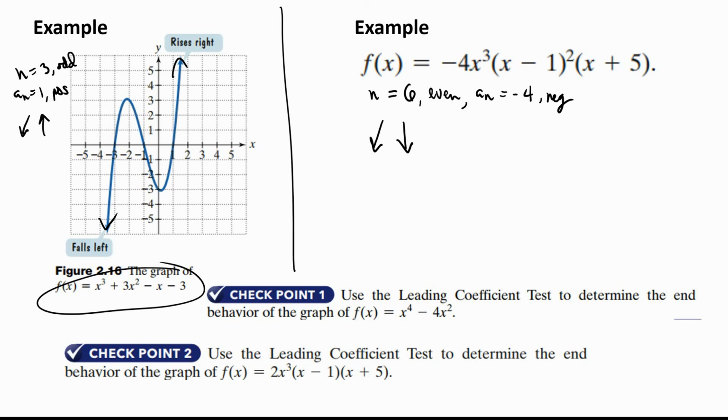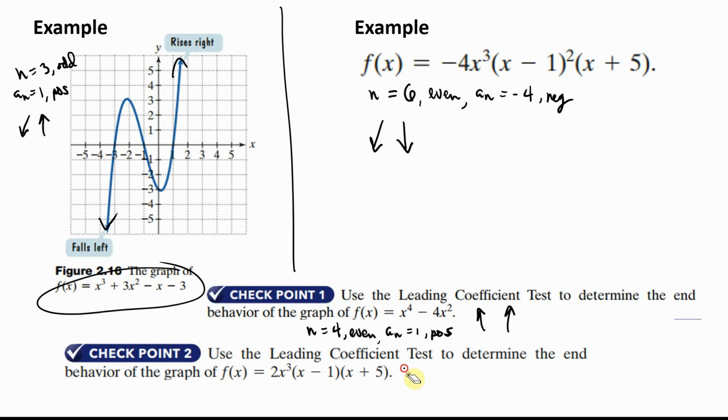All right, what about this first checkpoint 1? N is 4, that's even. A to n is equal to 1, positive. So it acts like x to the second, so this is going to rise to the left and also rise to the right.